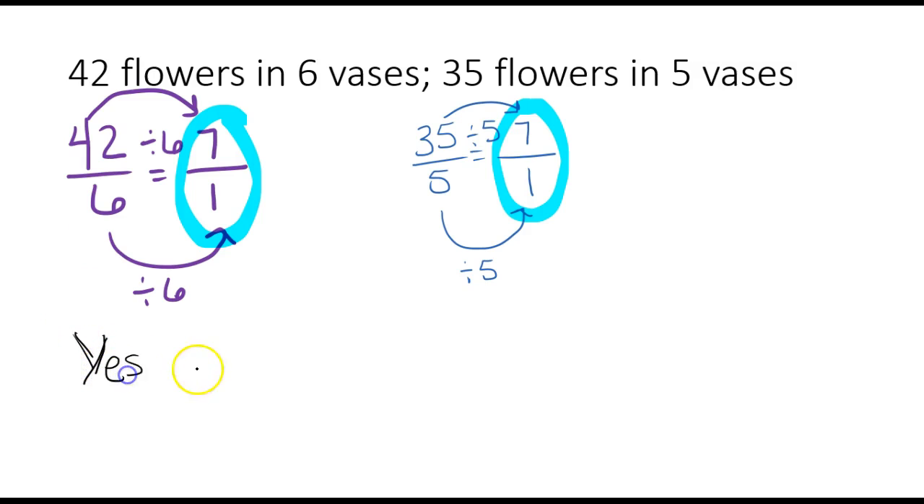Can I write a yes? Equivalent ratios. Yay! Everyone do the cheer hands.